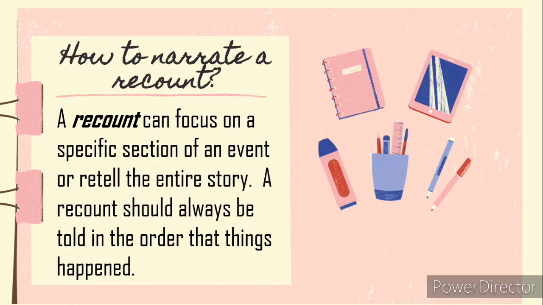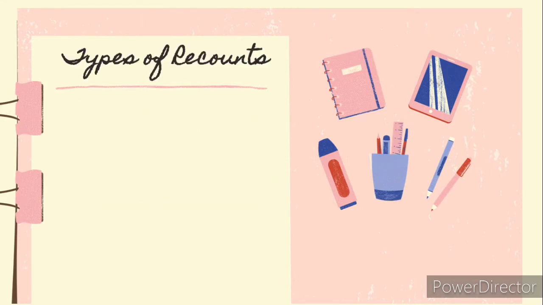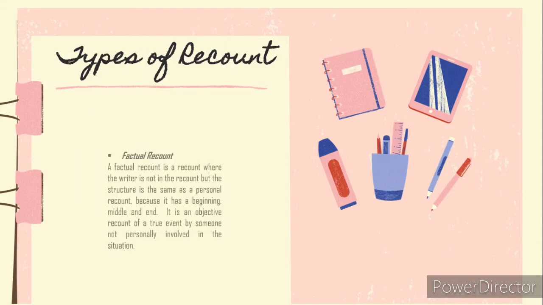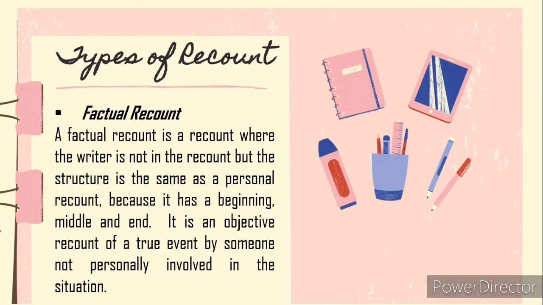There are two types of recounts. We have, first, personal recount. A personal recount is when the writer is involved in the event. A personal recount has a beginning, middle, and an end. However, when we say factual recount, it is a recount where the writer is not in the recount but the structure is the same as a personal recount because it has a beginning, middle, and end. It is an objective recount of a true event by someone not personally involved in the situation.